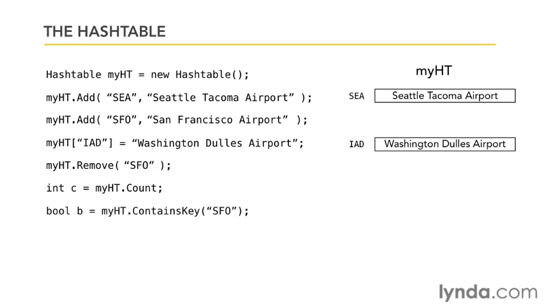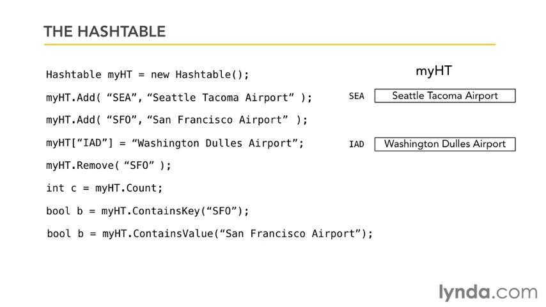I can, for example, declare a Boolean variable named B and call the contains key function on a given hash table. And I can pass in a key name, in this case SFO, which will return false now because it's gone. Or I can also use the contains value version as well. So I can say, hey, hash table, do you contain the value San Francisco Airport? In this case, it's now false, but if it was still there, it would be true.